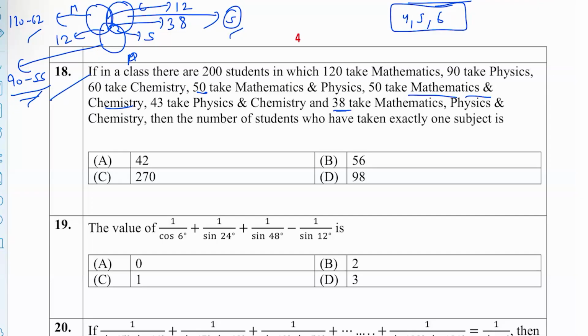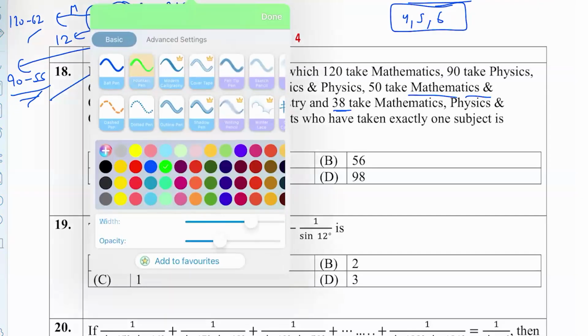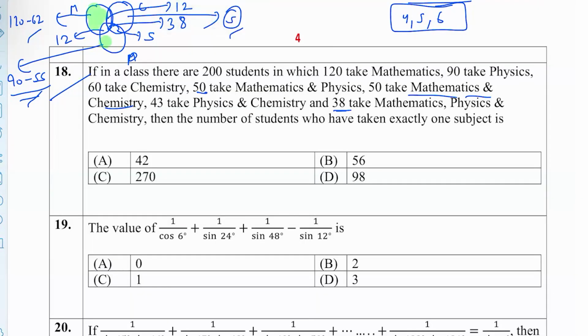Okay, because exactly one means which region I have to shade. Exactly one means this one, and this one. This region you have to shade. So with this you will get the number of students who are taking exactly one subject.